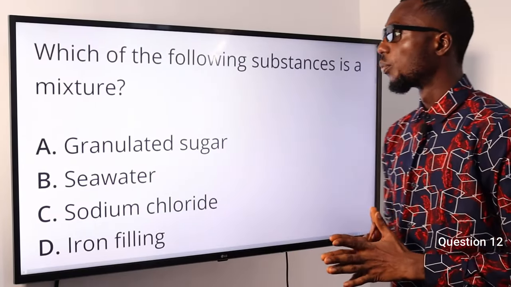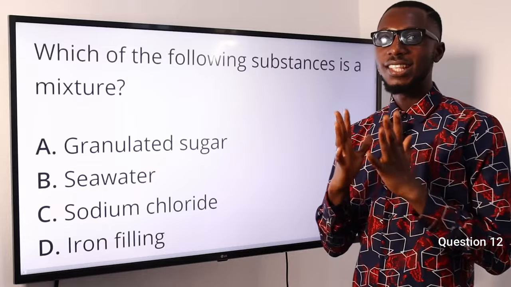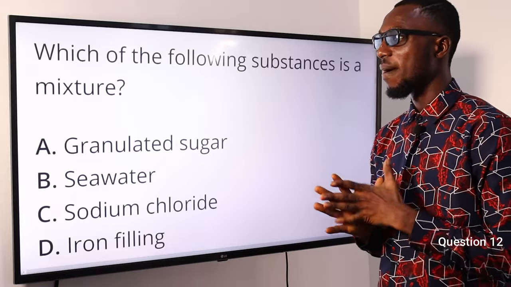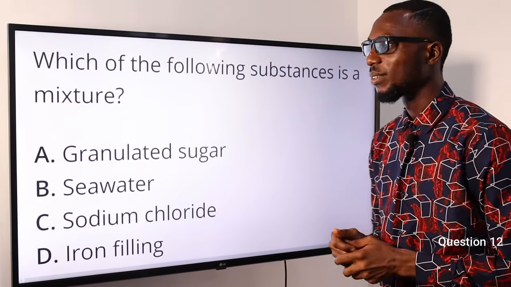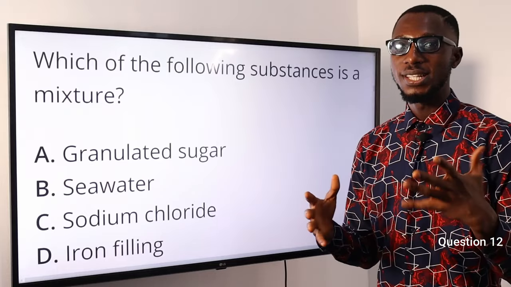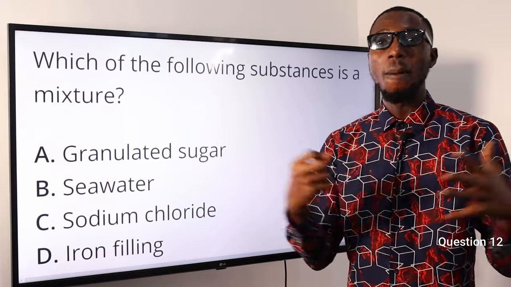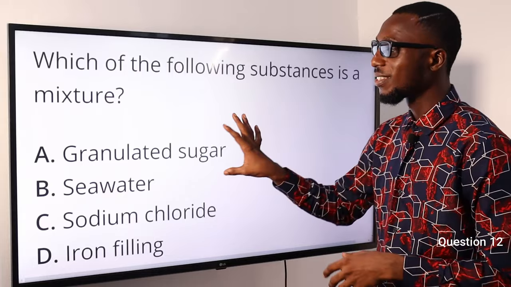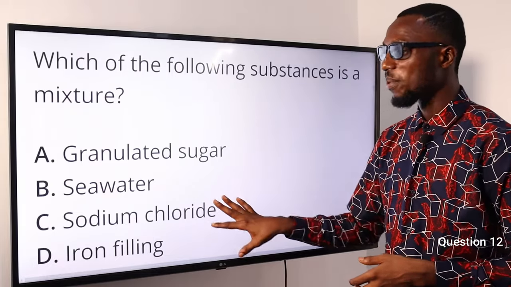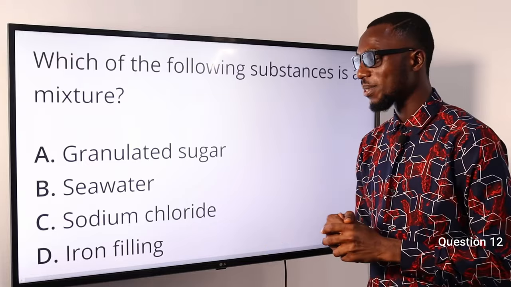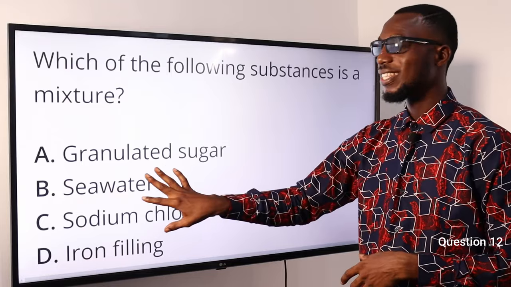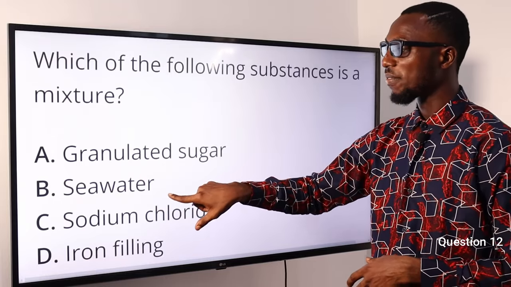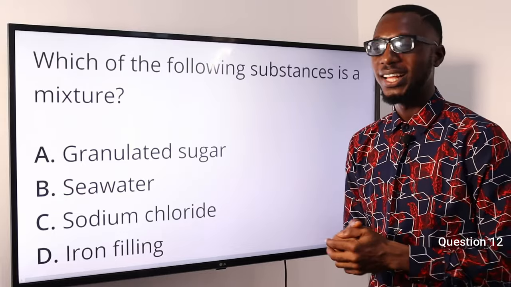Number 12. Which of the following substances is a mixture? Remember, mixtures contain two or more constituents and they can be physically separated, while compounds contain constituents that are chemically combined together. So granulated sugar is a compound. Sodium chloride, that is your common table salt, is a compound. Iron filings are an element. So the only mixture that we have here is seawater, a mixture of sodium chloride and water. Option B is the correct option.